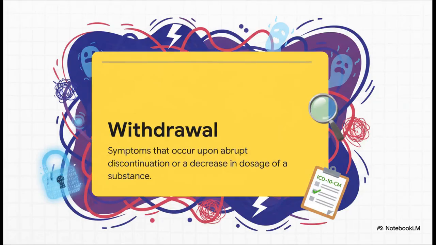So let's just zoom in on one of those complications for a second. Withdrawal. This isn't just some vague term for feeling bad. In the world of ICD-10, it's defined very specifically as a group of symptoms that pop up when someone stops or cuts back on a substance. We're talking about clear clinical signs like agitation, trouble sleeping, even seizures. And because it's so clearly defined, it gets a specific code.